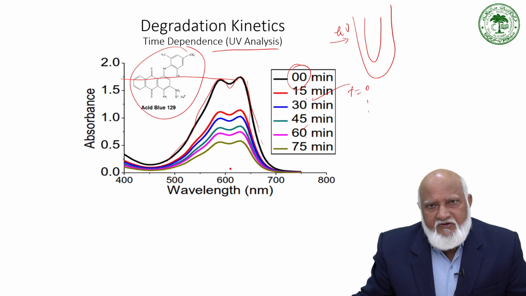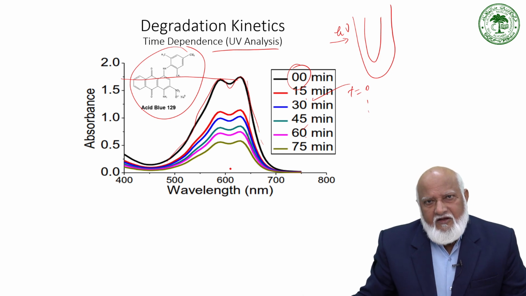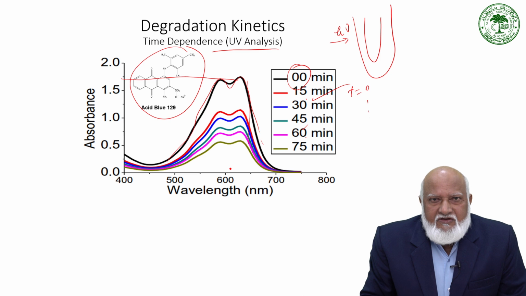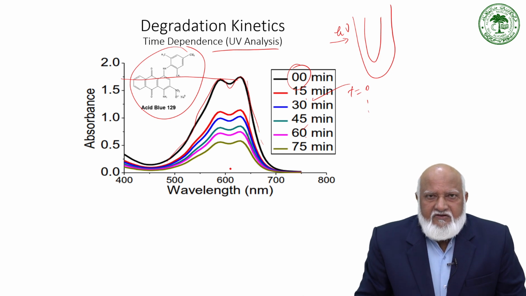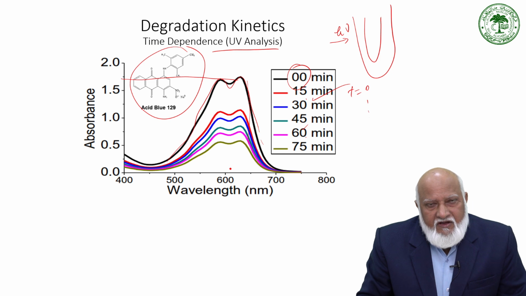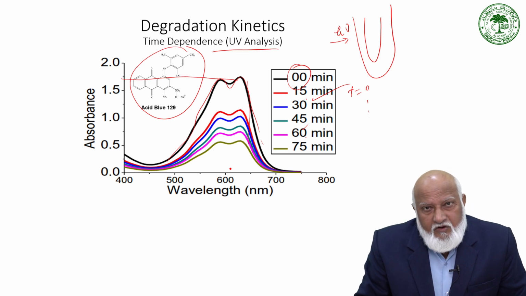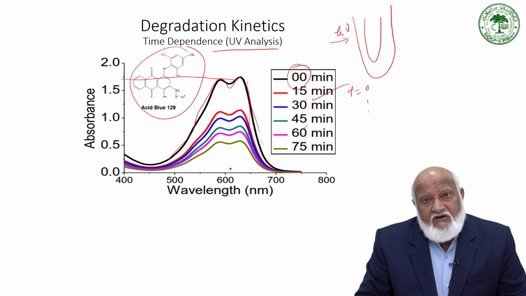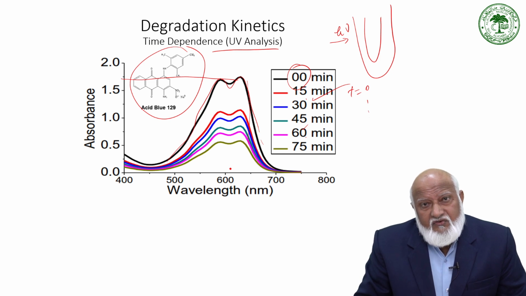The main purpose is to decolorize and also mineralize as well, because sometimes, with some of the azo dyes, some of the intermediates which are formed are toxic aromatic amines, which are highly carcinogenic. So identification of these intermediate products is also important.